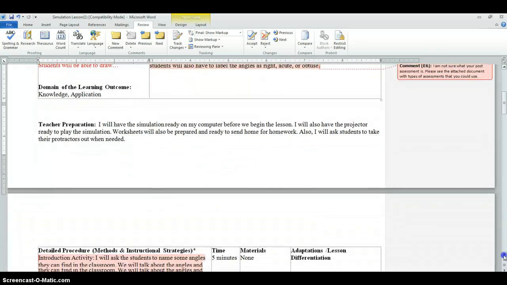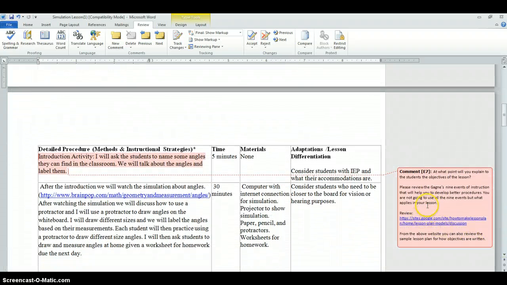Then also coming down here, I asked you a question about at what point would you be able to explain the objectives of the lesson to the students. The problem that we have is that we're just jumping into the lesson. Students are not knowing what exactly they're supposed to do in that lesson. So you need to explain that. And then I think we did a discussion on Gagne's 9 events of instruction. So this website has got some examples of Gagne's 9 events of instruction. Just don't pick everything, pick what applies to your lesson.